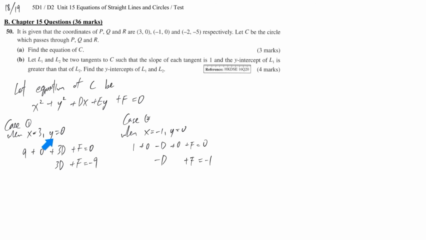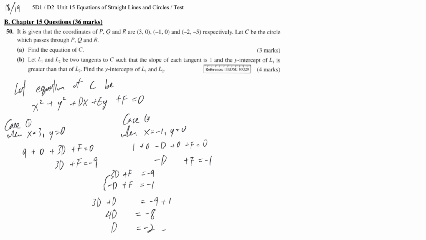It's because in these 2 cases, y is 0, so we have equations with d and f only. And we can simplify the calculation by using these 2 equations: 3d plus f equal to -9 and -d plus f equal to -1. So we subtract them. 3d plus d is equal to -9 plus 1. Therefore, d is equal to -2.